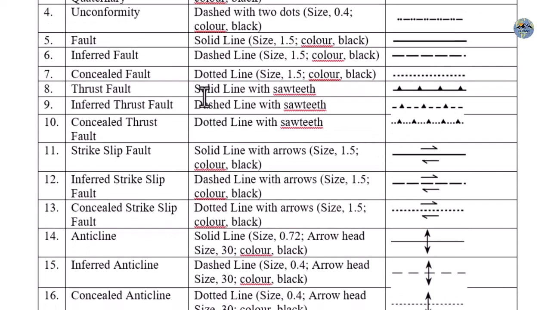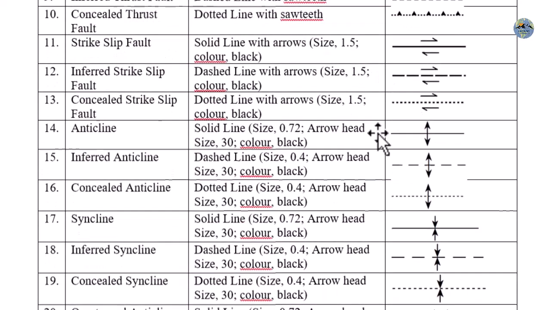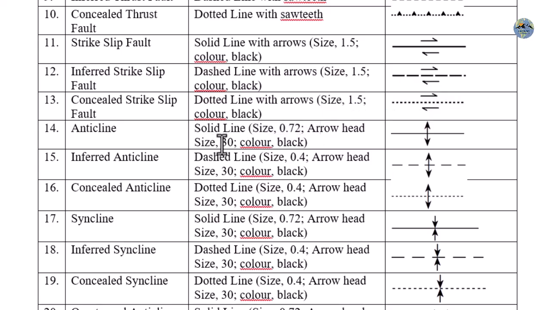For faults, you can use a solid line. For thrust fault, you can use a line with the teeth, saw teeth. Like this, you can use. So for anticline, you can use a solid line with arrowheads. The size of the line is 0.72 and arrowhead size is 30. We will check that in ArcGIS Pro in the symbology pane. This is for inferred anticline.